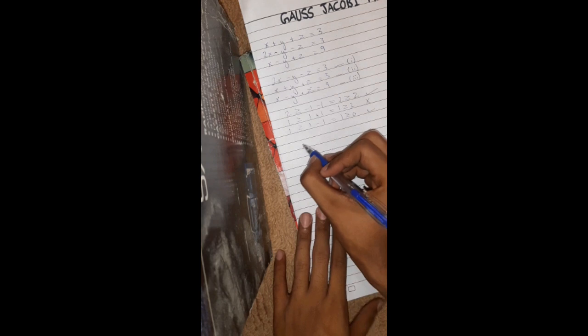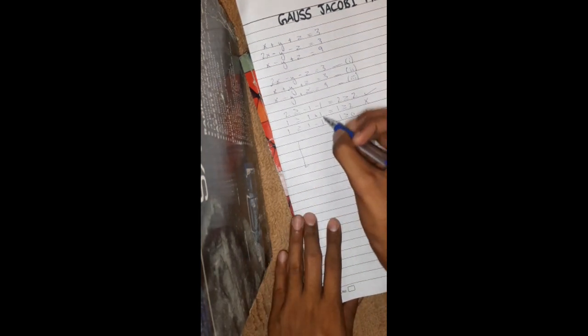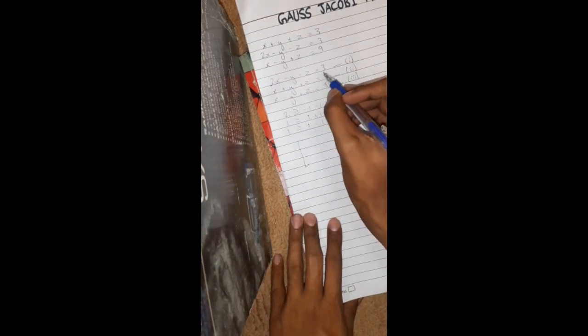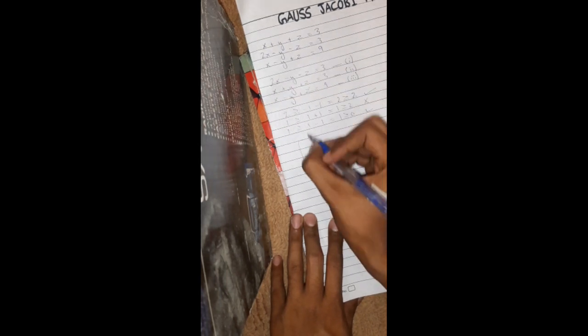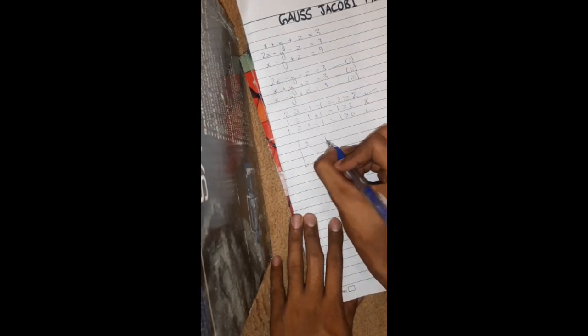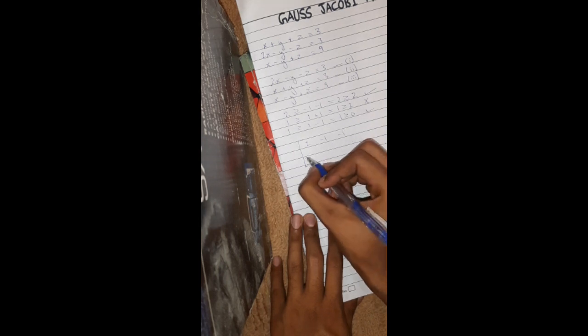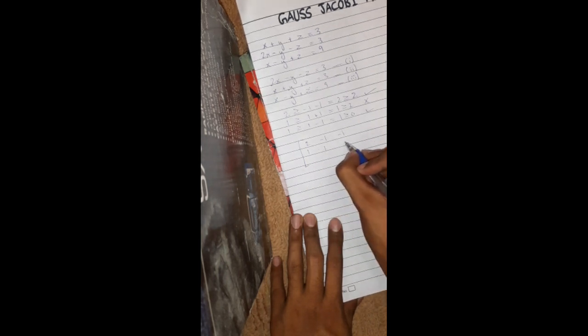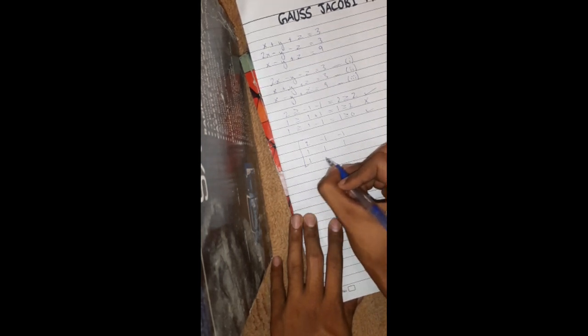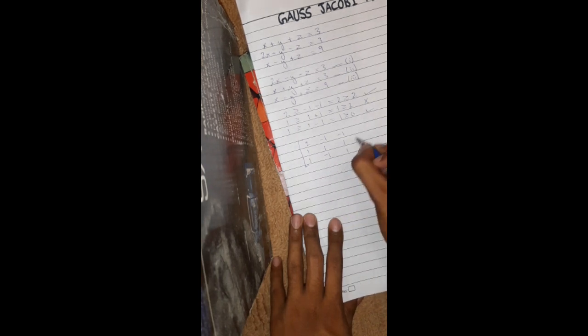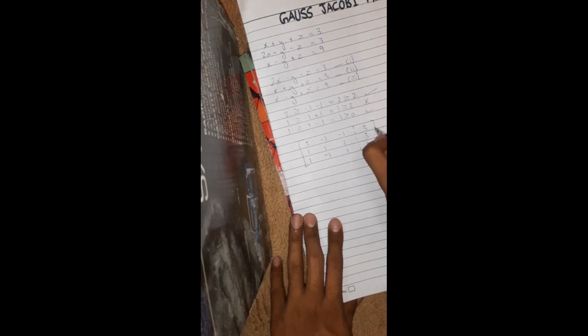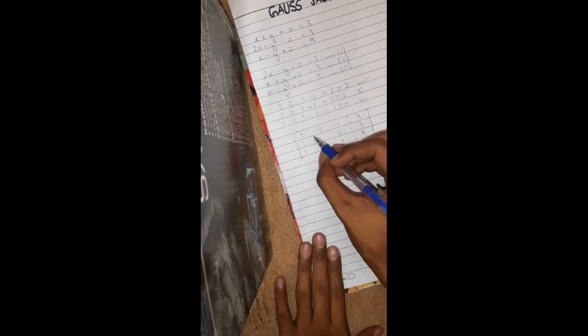Now we will make the matrix where we will write all the coefficients and the constants. So first we have 2, -1, -1, then 1, 1, 1, then -1, -1, 1, and here we will write all the constants, that is 3, 3 and 9. Now we will make equations for x, y, and z.